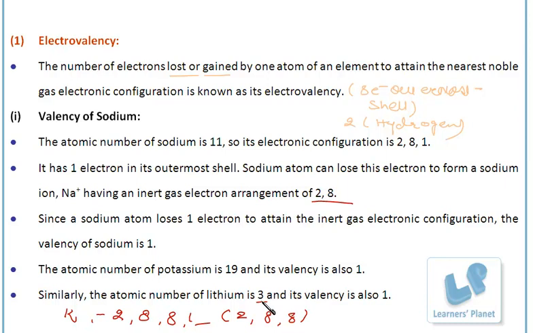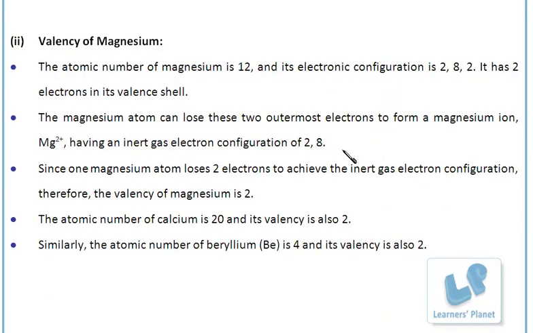The atomic number of lithium is 3. The configuration of lithium will be 2 and 1. So what will be its electrovalency? 1. Likewise, see magnesium. It has got 2 electrons in its outermost shell.